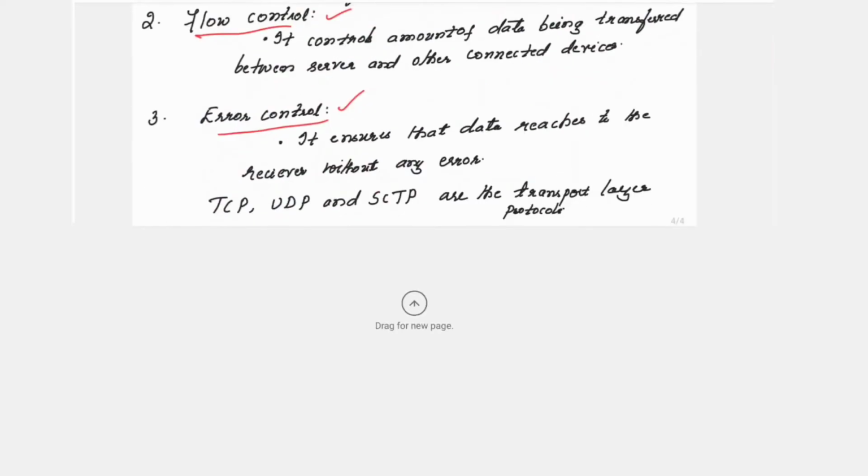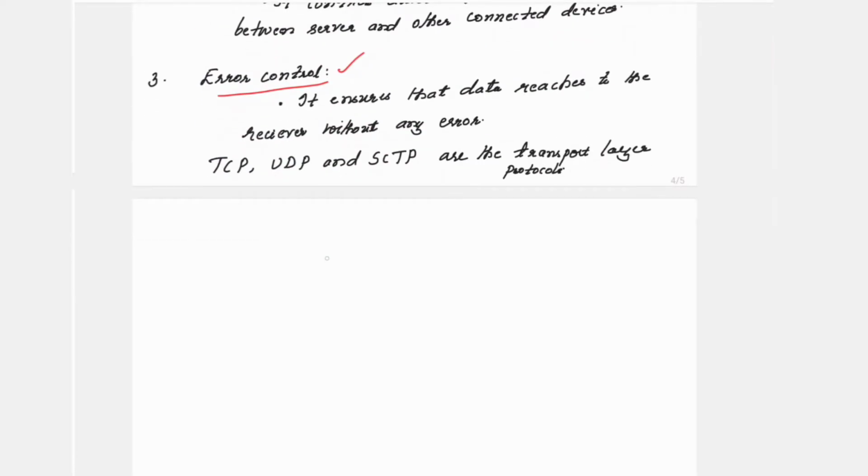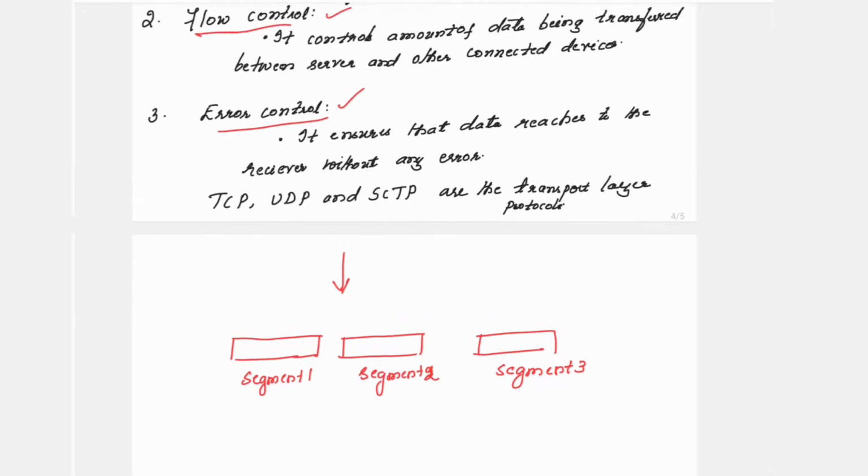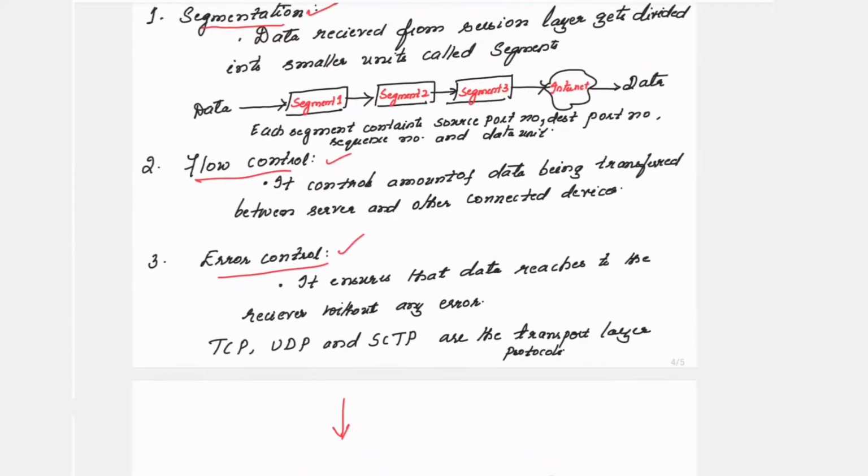Now in segmentation, what exactly happens is, whatever data comes from the presentation layer, the transport layer divides that particular data into segments. So it will give names to all the different parts of the data, segment 1, segment 2, like this. To each segment, a source port number and a destination port number are included, as well as the sequence number and the data unit.